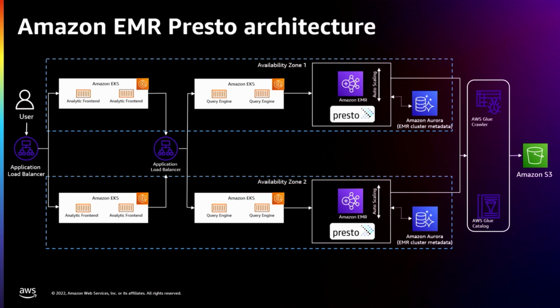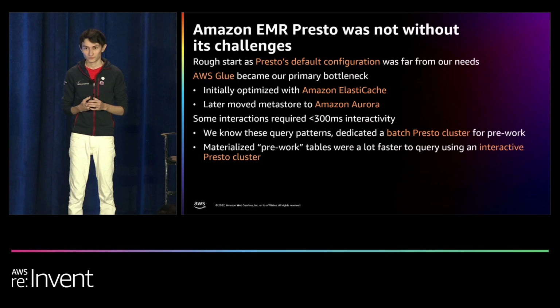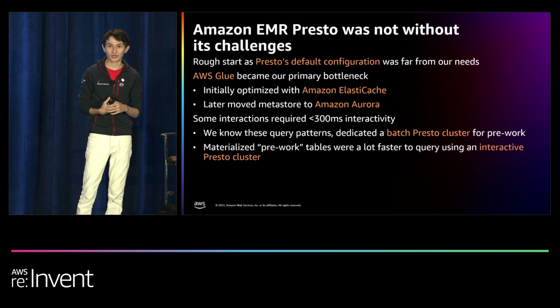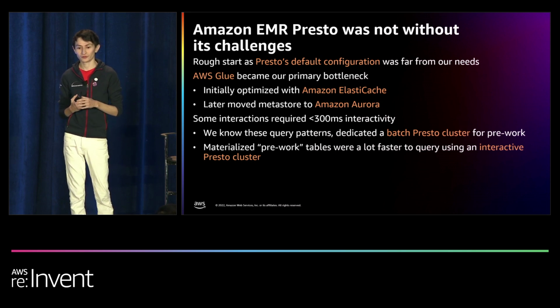Presto worked really well, but it had some challenges. First of all, the default configuration wasn't right for us. Thankfully, we had a bunch of experts from Amazon help us work through what is a good configuration for our case. We also found that AWS Glue became our primary bottleneck. And in fact, Presto has its own caching to deal with this, and we ended up needing to do our own solution to deal with this as well on our side of things. So we added an Elasticache for the metadata.